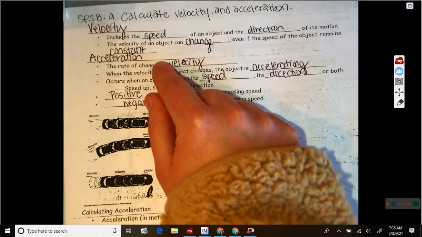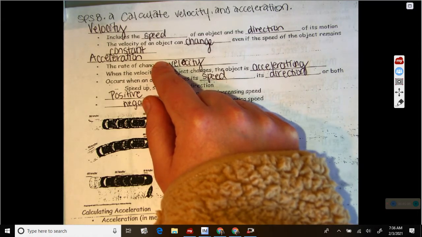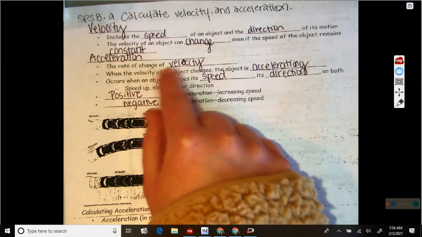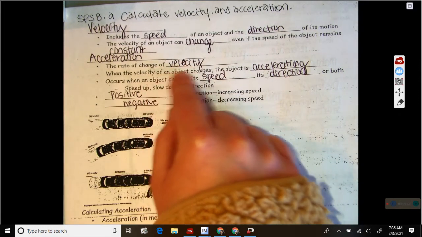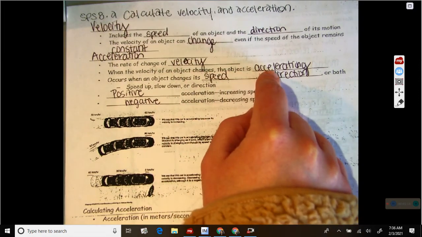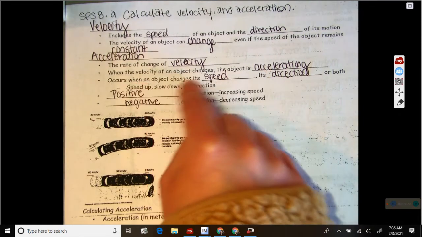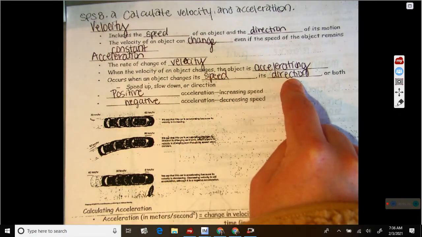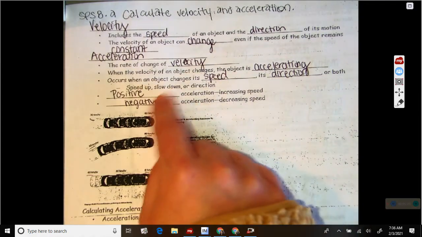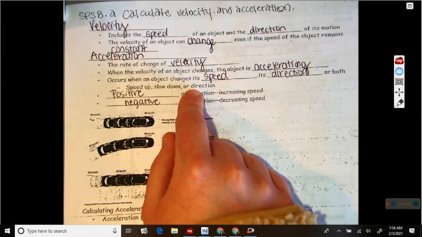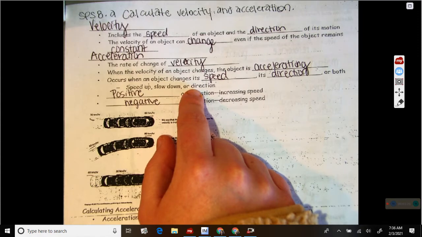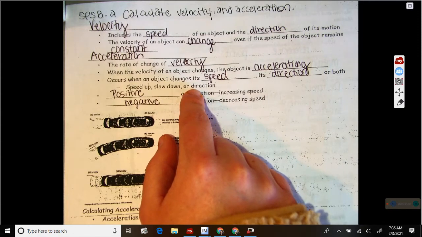Now, when our velocity changes, what happens is acceleration, the rate of change of velocity. So when velocity changes, the object is accelerating, even if it's only changing directions. It occurs when an object speeds up, slows down, or changes direction. That means if you're going around and around on a race car track, you are accelerating because you're constantly changing directions, even if you've got it on cruise control.